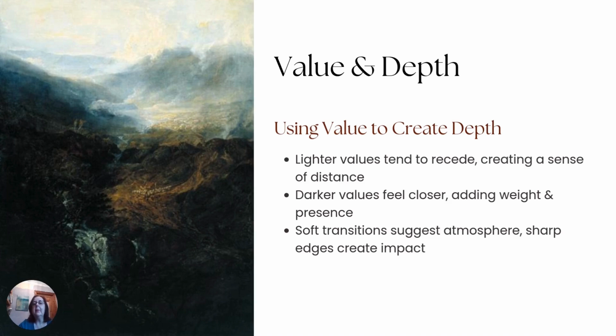In abstract landscapes, value shifts can suggest depth without the need for realistic details. Light and dark values shape how space is perceived, creating a sense of distance, atmosphere, and weight within a composition. Lighter values tend to recede, feeling further away, much like mist or a distant sky. Darker values, on the other hand, create a sense of closeness, adding weight and dominance that ground certain areas of the painting. But depth isn't just about contrast between light and dark, it's also about edges.